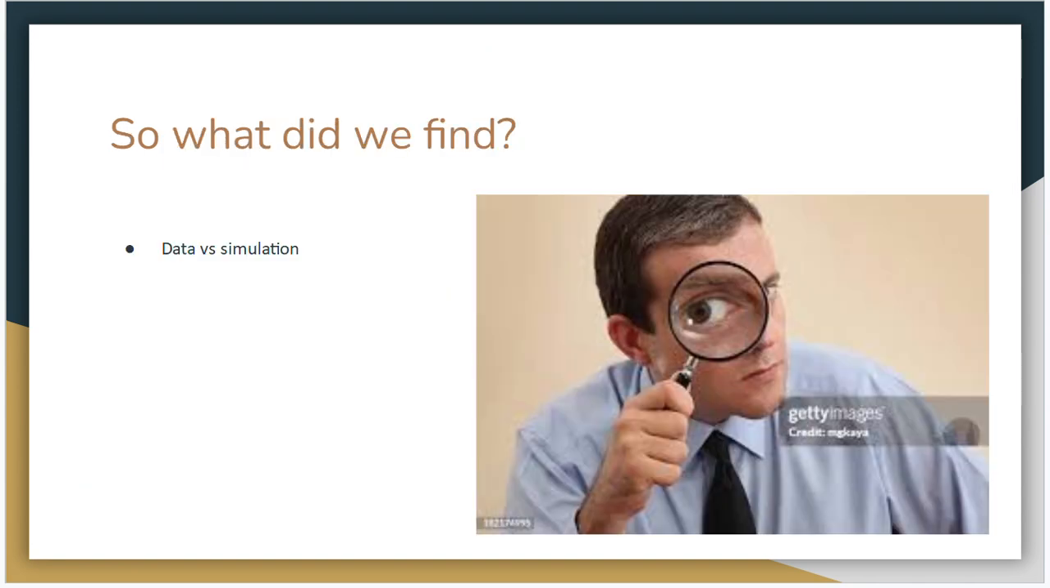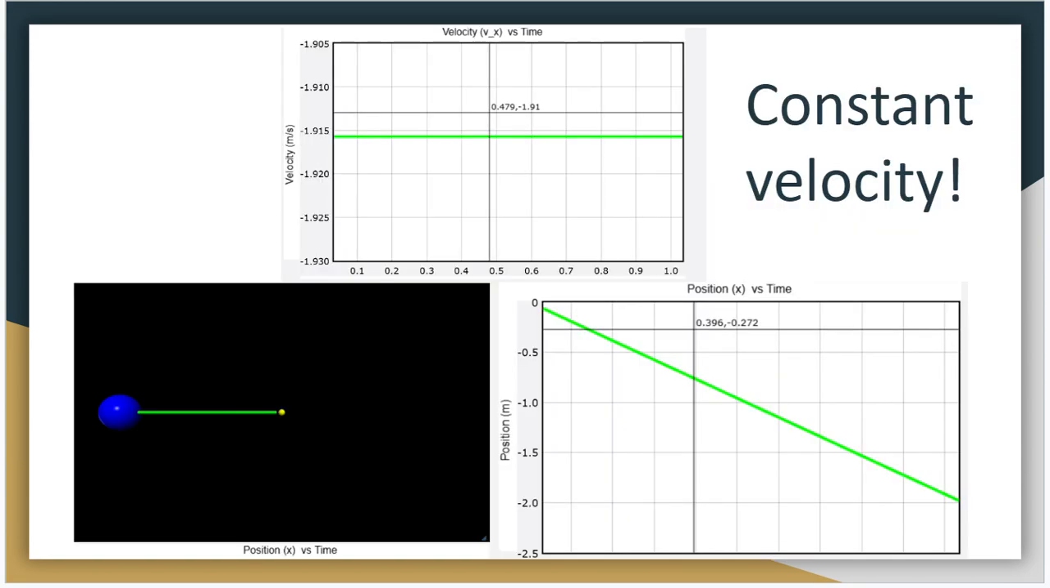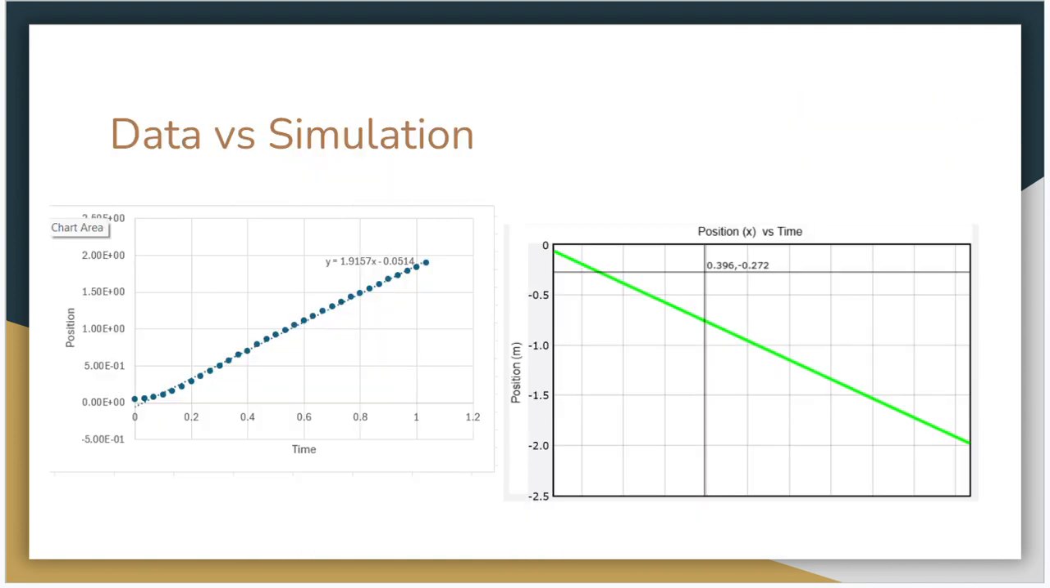So what did we find? Well, funny you should ask. We found constant velocity. That's right, constant velocity. As you can see, this is our data taken from our coding simulation, and it shows that the velocity was constant, and that the position versus time graph was a linear line that was straight.